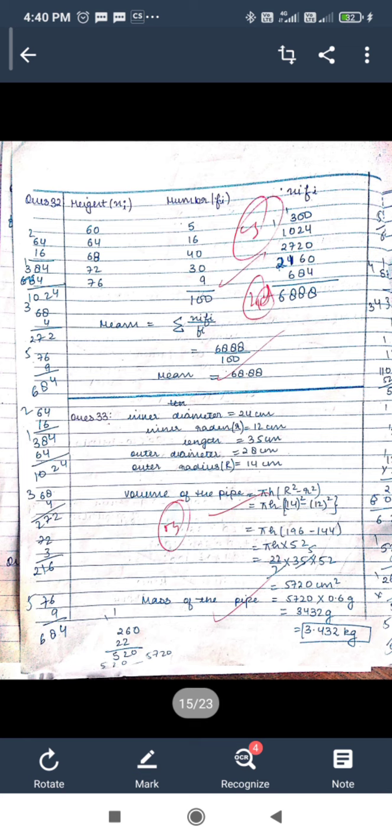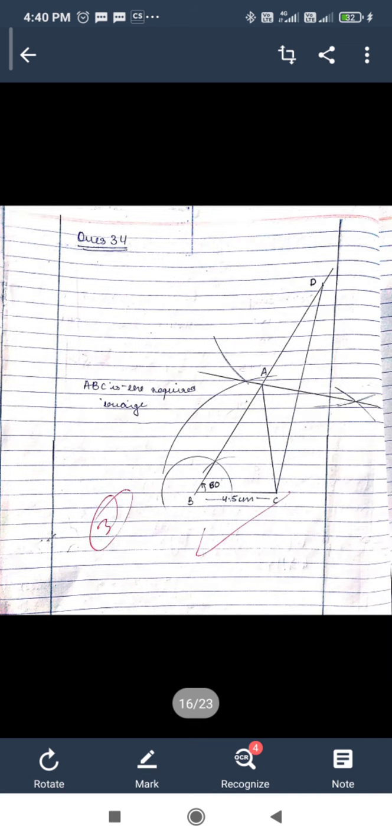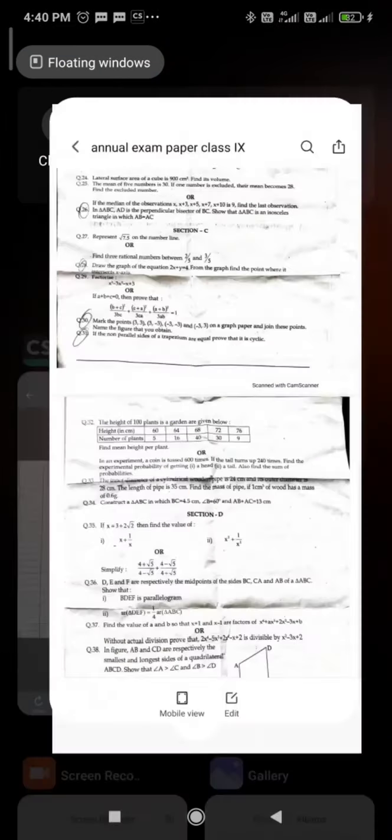Next question is construction. We have to construct a triangle. BC 4.5 centimeter we will draw, then angle B 60 degree, then AB plus the other two, the sum of the other two sides. We will mark the point as D, join D to C, draw the perpendicular bisector of DC, and we will get the point A, and then join A to C, and we will get the required triangle ABC. Okay, very important one. Okay, next question is question number 21.